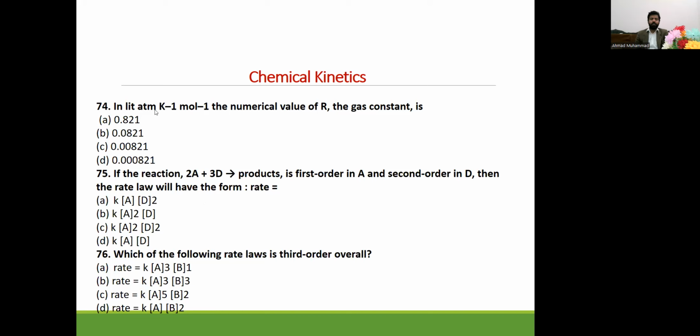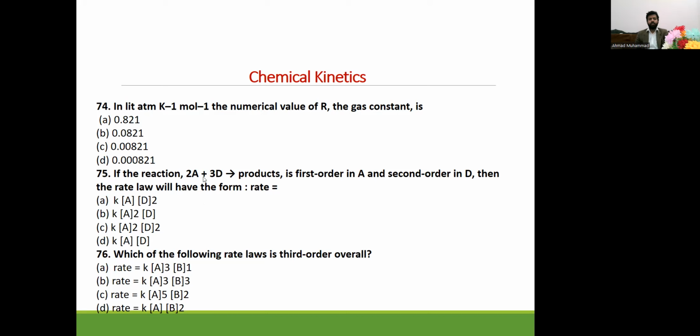In liter atmosphere per K per mole, the numerical value of R, the gas constant, is 0.821, 0.0821, 0.00821, or 0.000821. The right option is option number B, 0.0821.